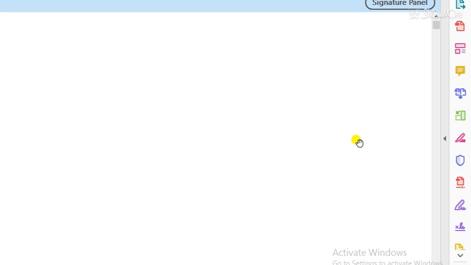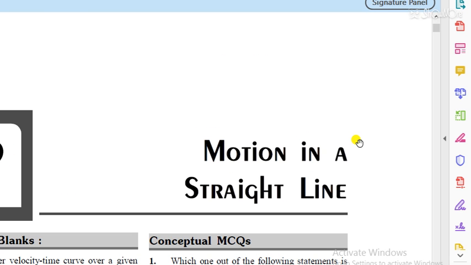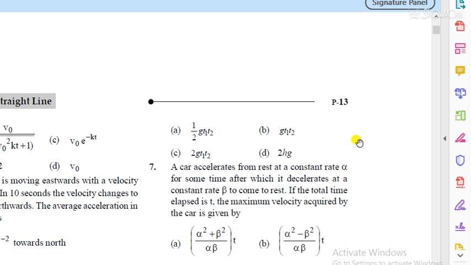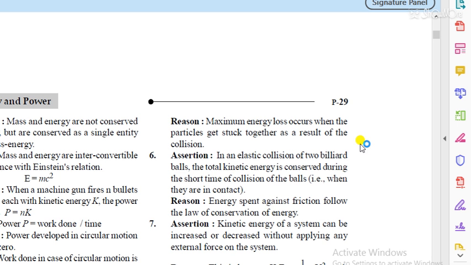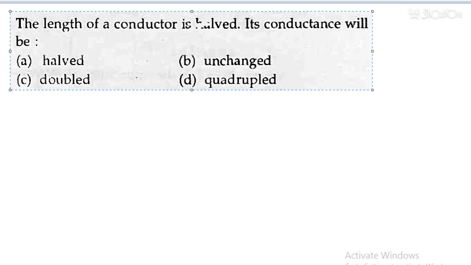Okay, so this is the book. It will start from +1. Students, wait for 1 minute. I will pause the video and come back with a question. So here students, we have taken one question from that book.